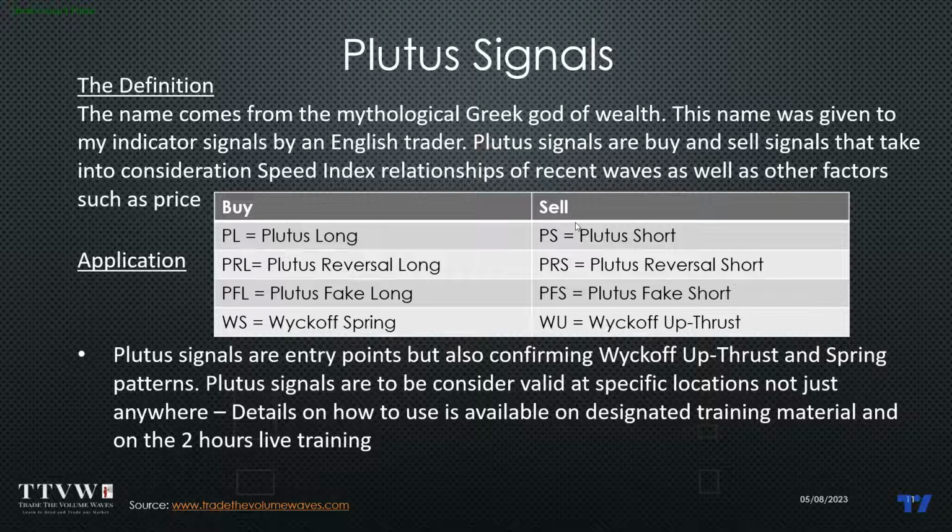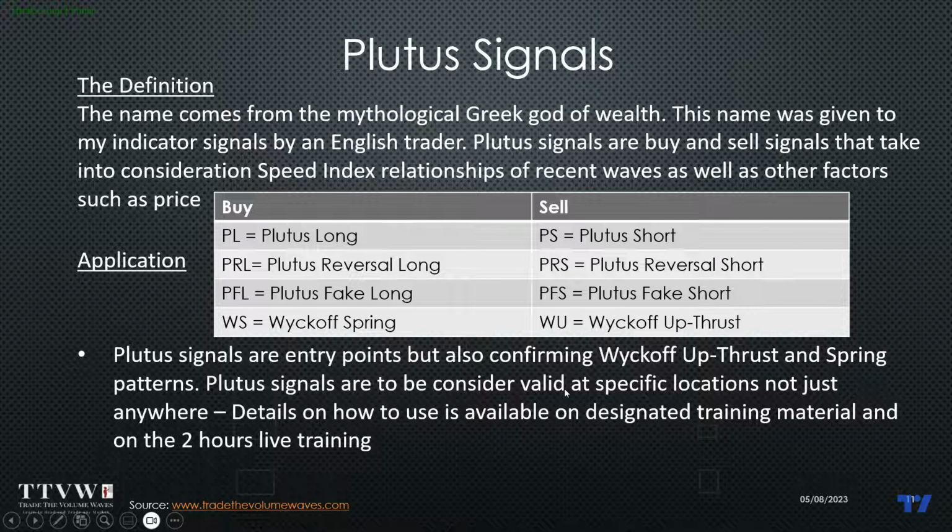So basically, we have four long signals for buy: Plutus long, Plutus reversal long, Plutus fake long, and Wyckoff spring. And we also have the respective sell signals: Plutus short, Plutus reversal short, Plutus fake short, and Wyckoff upthrust.